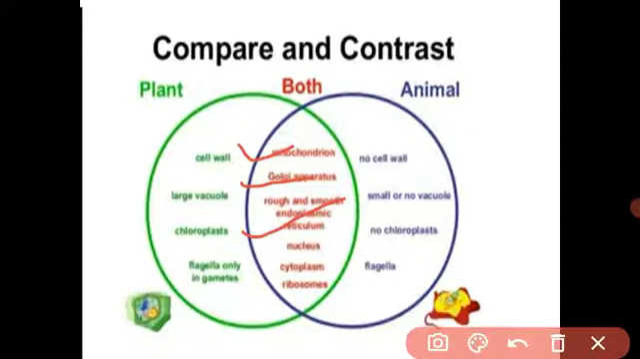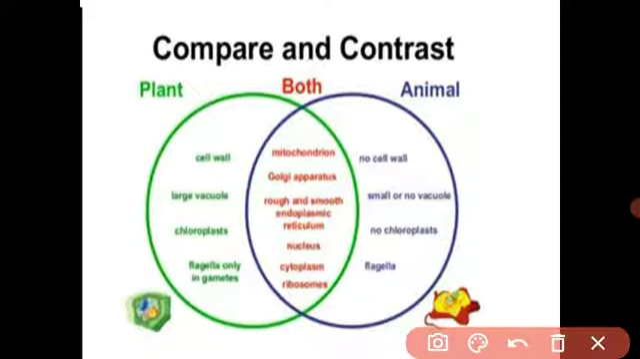Endoplasmic reticulums, rough and smooth, both are present in animal and plant cells. And what is the main function? To synthesize protein. Nucleus is a very important part. It is a necessary, essential part of the cell which is present in both animal and plant cells. Cytoplasm is the liquid medium. It contains many enzymes, many chemicals. And ribosomes, the main function of ribosomes is synthesis of protein. It is also called the protein factory.